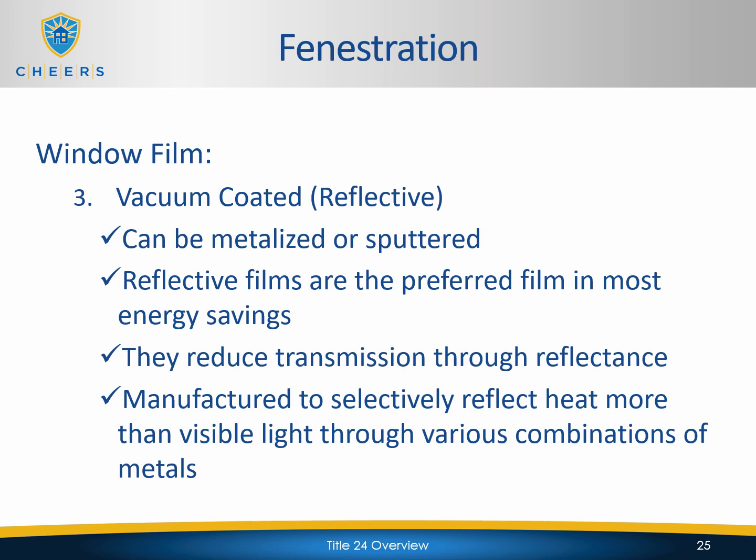Now, vacuum coated films can be metallized or sputtered. They're reflective films that are preferred. They are the preferred film in most energy savings. They reduce transmission through reflectance, and they are manufactured to selectively reflect heat more than visible light through various combinations of metals. So the vacuum coated films are the films that are a lot of times or mainly put on by manufacturers on the windows themselves before they ship. So they're actually part of the manufacturing process.